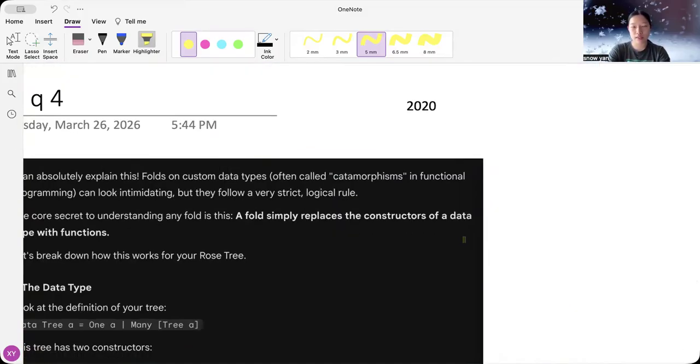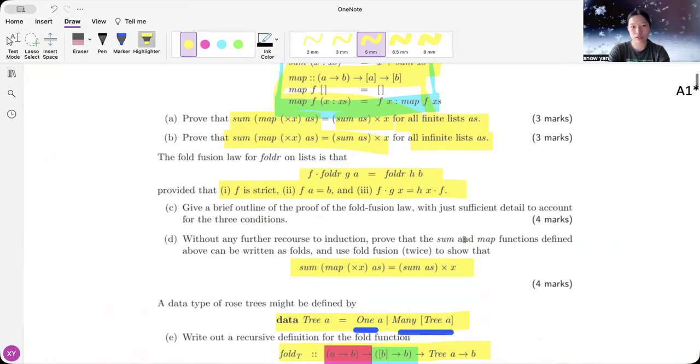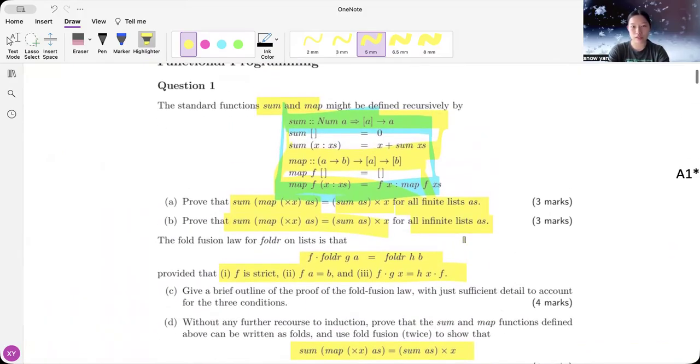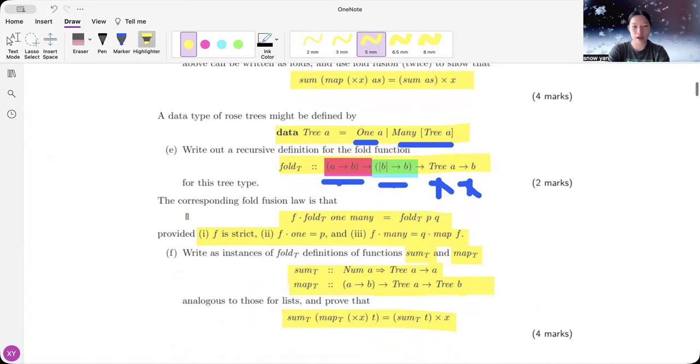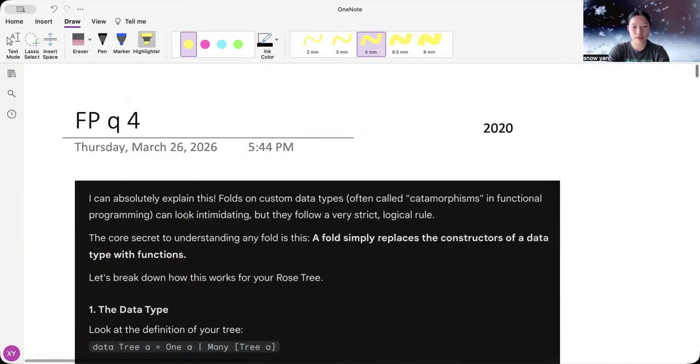So overall, I think this question was fairly doable. It's pretty standardized, and it definitely shows how powerful fold can be for both lists and also for other data types that we define. So yeah, end it off here.